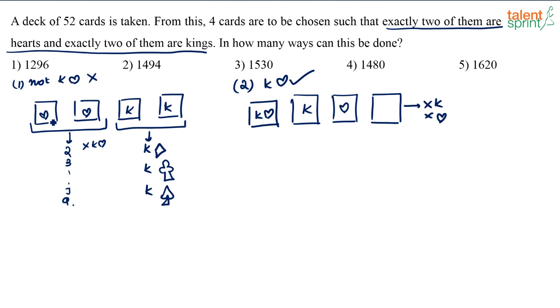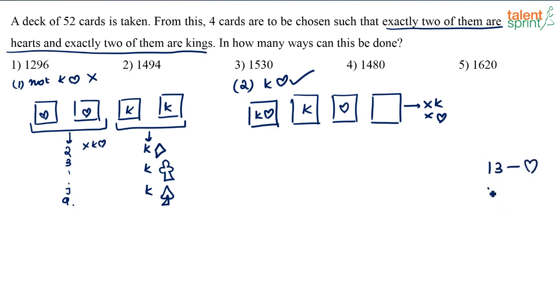So the first 2 cards, right, there are 4 cards that I am selecting. Out of these 4 cards, there are 2 heart cards that I am selecting. In how many ways can I select these 2 heart cards? See, totally, if you know, in a pack of cards, there will be 13 cards of each type. I am sure all of you know this.